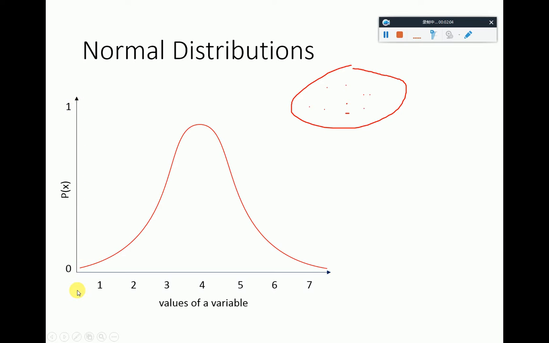On the y-axis, we have p parentheses x. This simply means the probability, right? So the y-axis plots the probability of observing a particular outcome, 2 or 3, or any other value as we'll see in a minute, right? So the probability of observing a particular value within the range, of course, from 1 to 7, from the sample of participants.